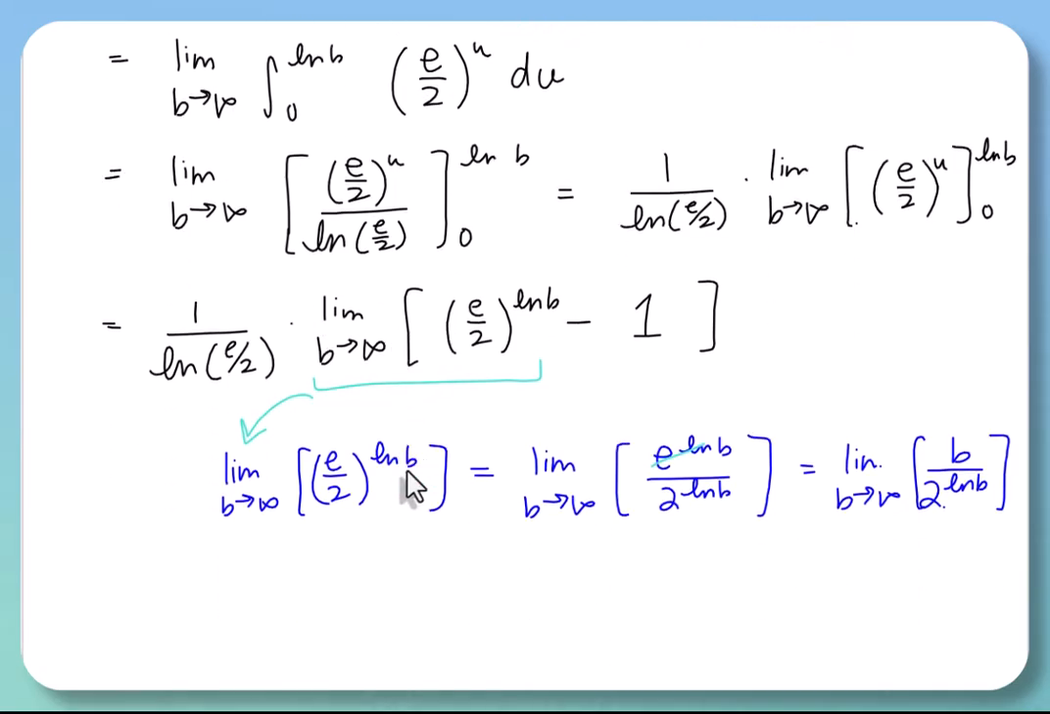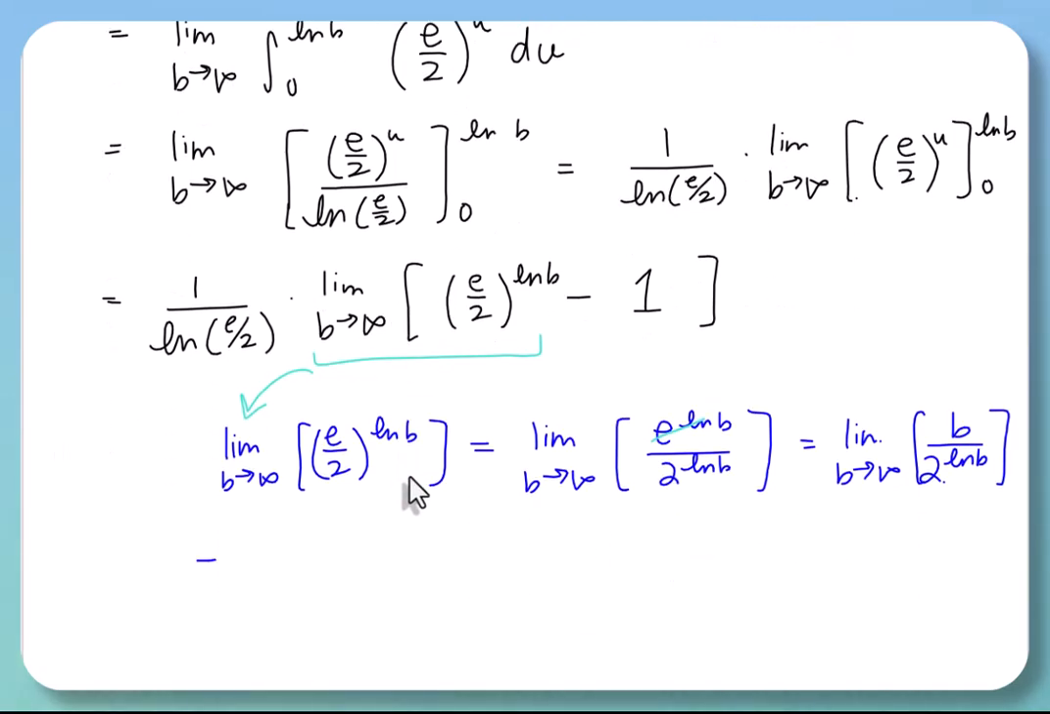We use a kind of tricky algebra step here that you might not be familiar with for evaluating this limit. Let me rewrite this. We've got the limit as b goes to infinity of b over 2 to the natural log of b. This 2 to the natural log of b could be written as b to the natural log of 2. That would be equivalent. So that's a little trick that we're employing.